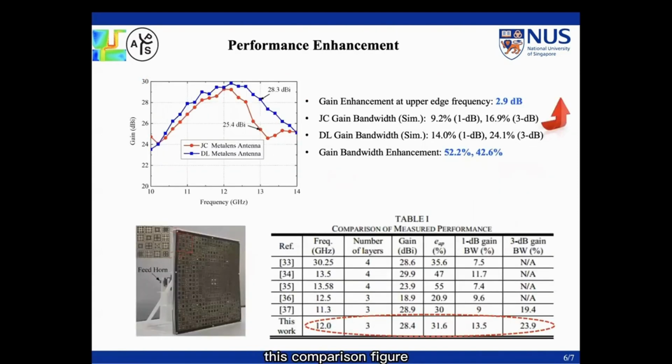This comparison figure shows the simulated gain of two metalens antennas designed by the JC and the DL metacells respectively. At the off-center frequency 13 GHz, the gain of the DL-enabled metalens antenna is 2.9 dB higher than the JC metalens antenna. 1 dB and 3 dB gain bandwidth improve by 52% and 42% respectively.